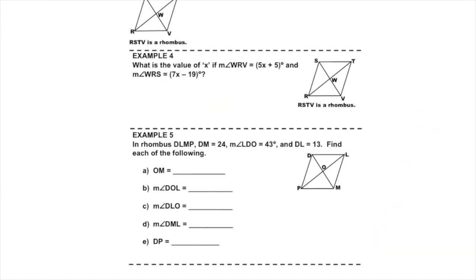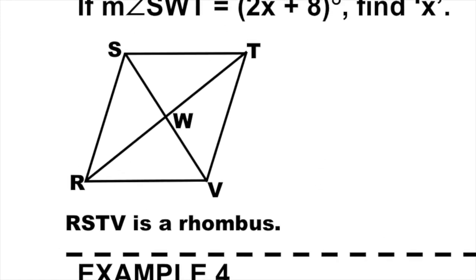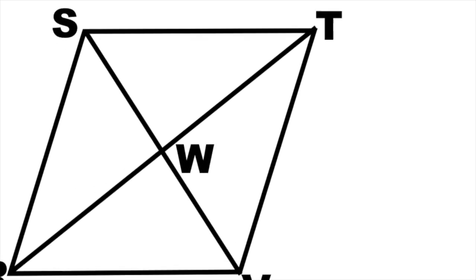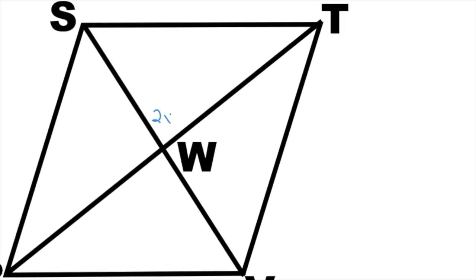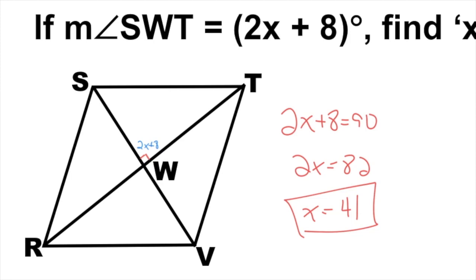Here's one of the easiest problems that we have, example 3. It says if the measure of angle SWT, which is right down here, is 2x plus 8, they want us to find x. Well, all you need to remember is that the diagonals are perpendicular to each other. So 2x plus 8 is equal to 90, which means 2x is equal to 82, which gives us our x value of 41. So that one's a pretty easy and quick one.